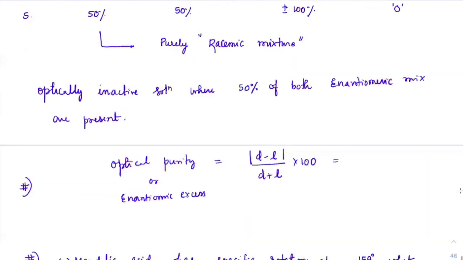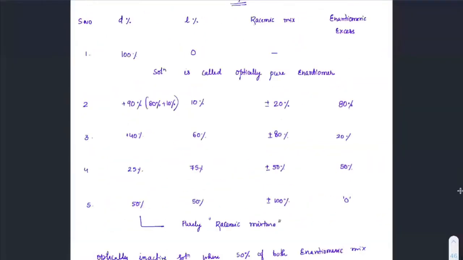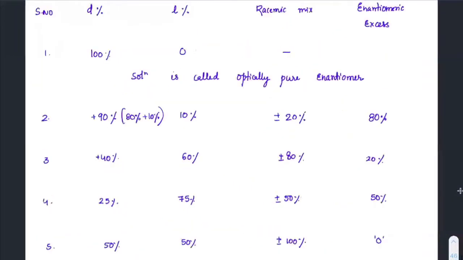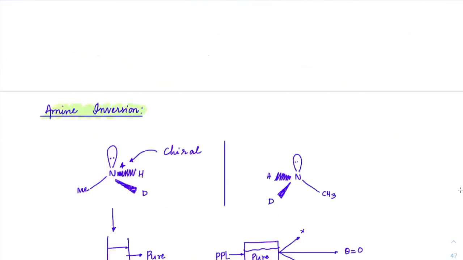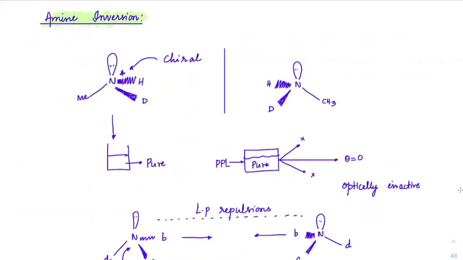Or this can also be written as, suppose the angle is given to you, then you write it as observed rotation by specific rotation, into 100. This is enantiomeric excess. I hope all of you understood what a racemic mixture is, what enantiomeric excess is, and how to perceive their percentages in terms of rotation. Okay, we have discussed amine inversion, but in terms of racemic mixture, I'll just tell it for the last minute.